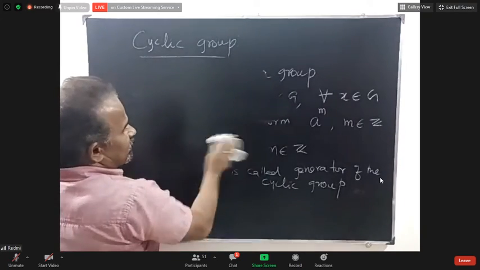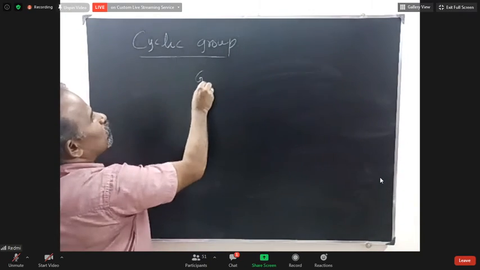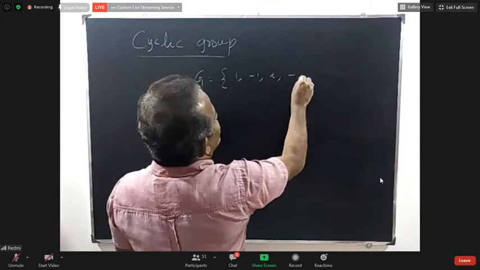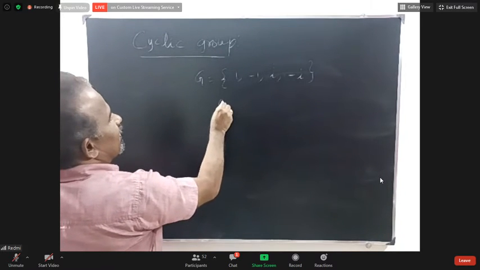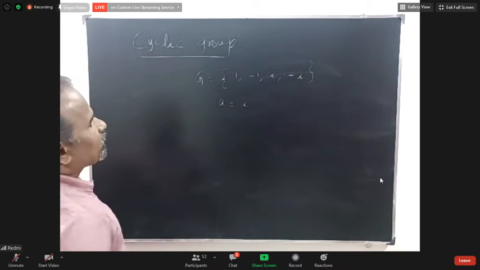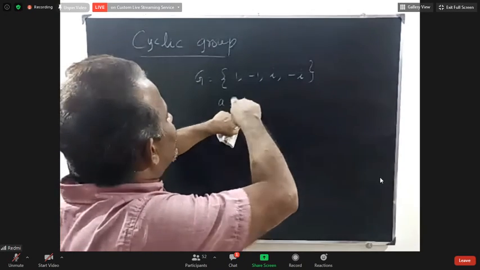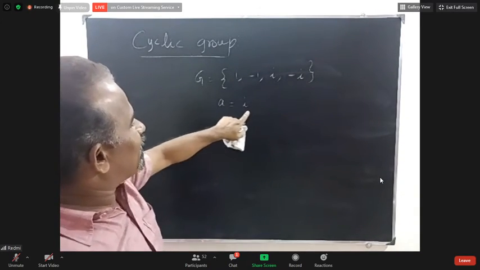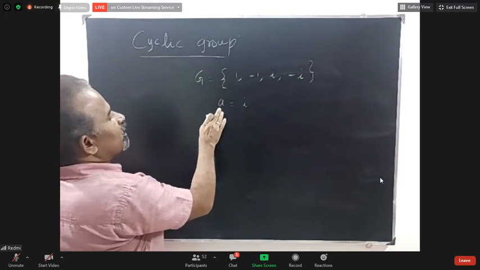An example of a cyclic group is, again I am taking the same group, G equal to 1, minus 1, I, minus I. This is a cyclic group. Here I am going to take the generator A equal to I. I am going to construct all the elements from this particular element, all in A power M form only.